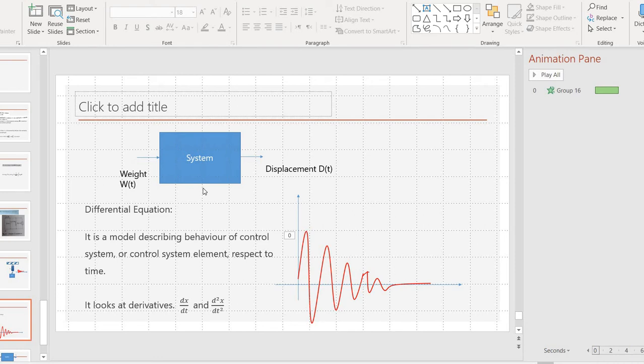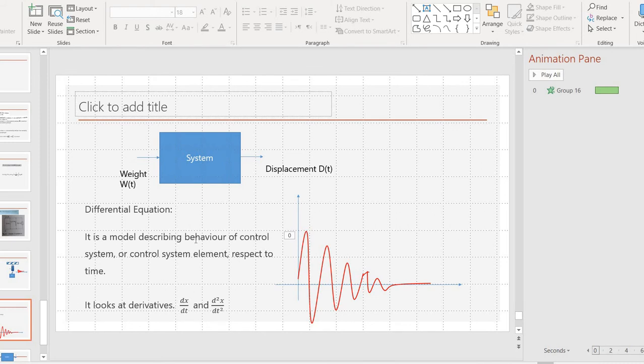Now, from now on, we are looking at differential equations to describe a system. It's very important. And the book is saying that differential equations describe the behavior of a control system or one element of a control system. It doesn't have to be the whole system. It can be only one element. Remember the elements that we discussed in previous chapters.